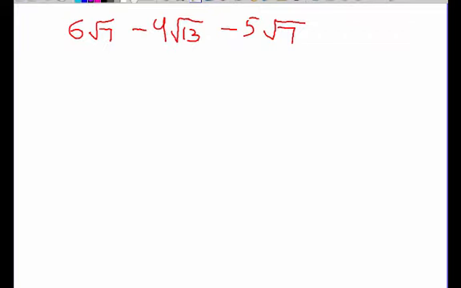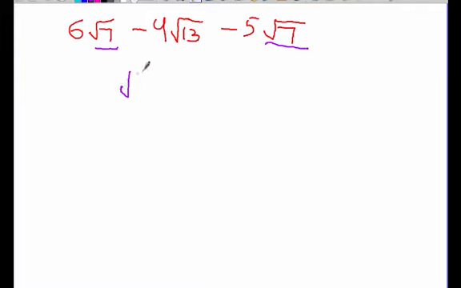Now, we can do the exact same thing when we're talking about subtraction. All right? So look at this problem. 6 times the square root of 7 plus 4 times the square root of 13 minus 5 times the square root of 7. Take a look at this for a second. Do I have any like radicals? Well, right here, square root of 7. Right here, square root of 7.